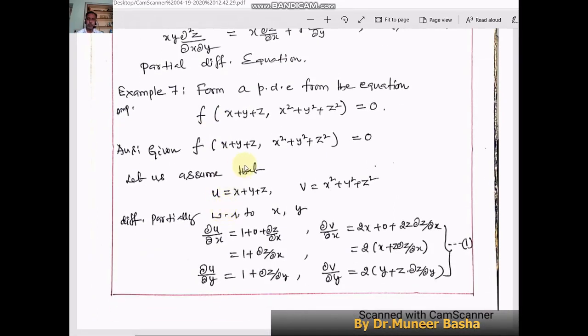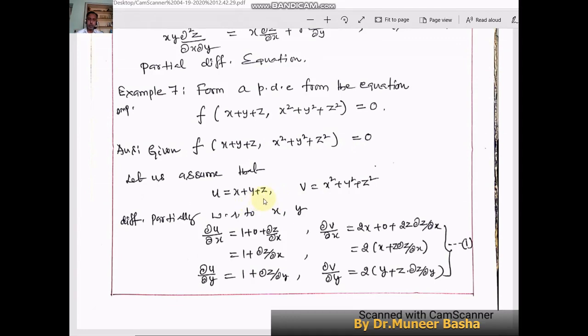So now first of all, before differentiation, let us assume these terms as separate functions. Therefore we shall assume u is equal to x plus y plus z and v is equal to x square plus y square plus z square. So what are u and v now? U and v are functions of x, y, z. So now put these u and v into the function. It becomes f of (u, v) is equal to 0. So f becomes now a function of u and v, and u and v are functions of x, y, z.